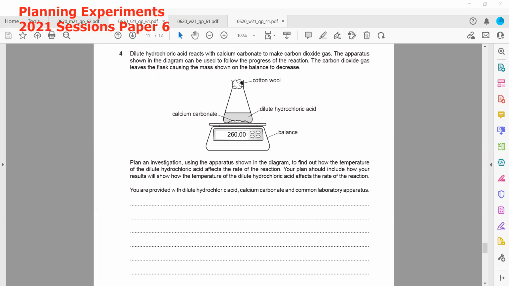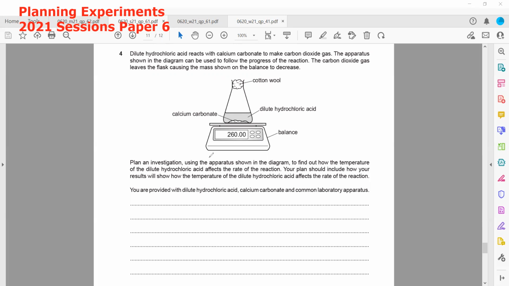But what might be an error if there was no cotton wool placed? Because maybe a violent reaction might occur, and the splashing of the acid or the sample, the contents in the flask, may also come out. That's why, to avoid this, we place cotton wool.